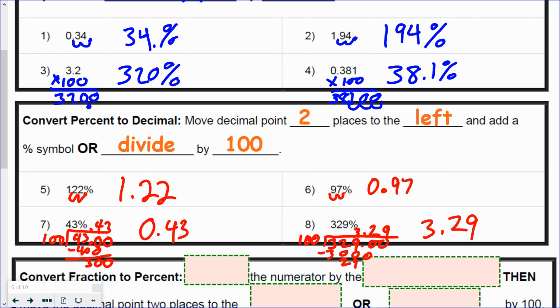Okay, I don't need my percent symbol anymore because we went from a percent to a decimal. So no, you don't need to add that. All right.